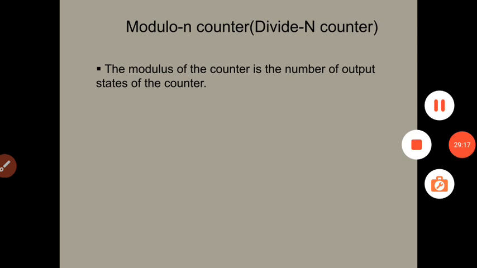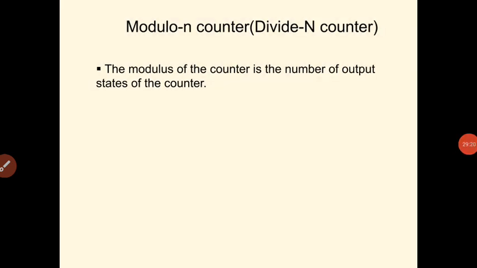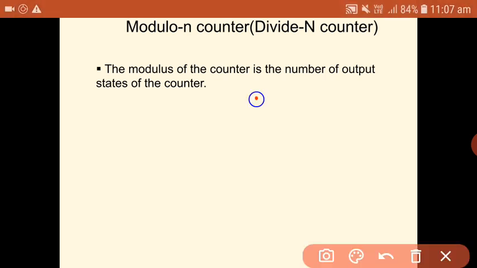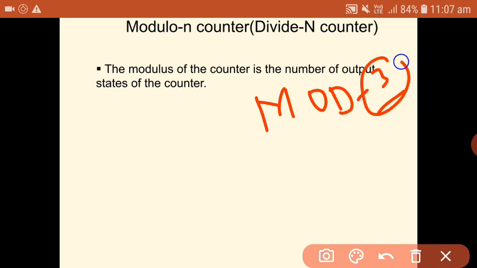The modulus of the counter is the number of output states of that counter. The number of output states of that counter is defined as the modulus of the counter. So for example, if I am writing mod 3 counter, that means there are 3 possible output states for that counter. So the modulus of the counter is nothing but the number of output states of the counter.